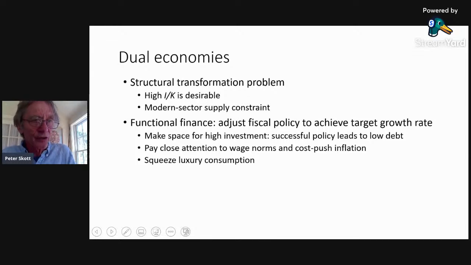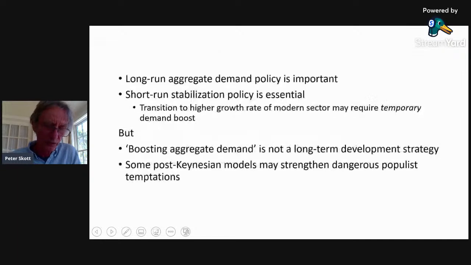If you engage in sensible aggregate demand policies, I've called it functional finance, but maybe it should be called structuralist development macroeconomic policy. You want to make space for the high investment, and you want to pay close attention to wage norms and cost-push inflation, which means that typically if you are ambitious, if you want to grow fast and maybe also be egalitarian in the way you do it, then you need to confront entrenched interests, you need to confront the elite and luxury consumption. Long-run aggregate demand policy is important. Short-run stabilization policy is essential. I haven't talked about it. I've just assumed it was carried out.